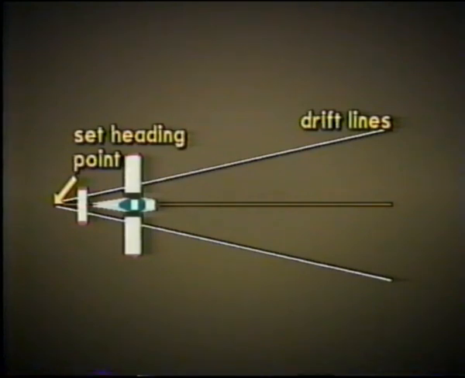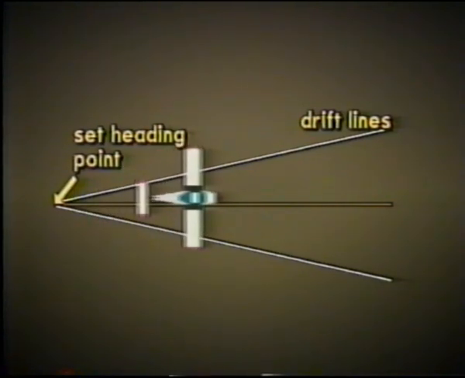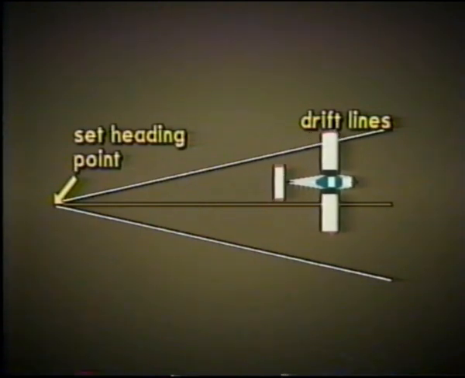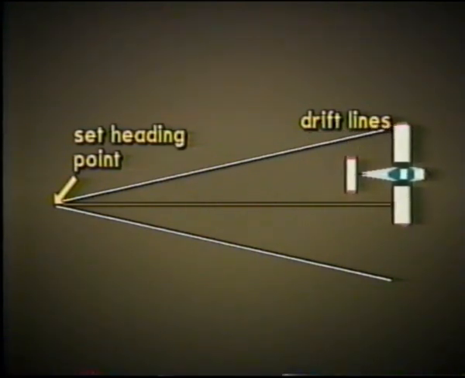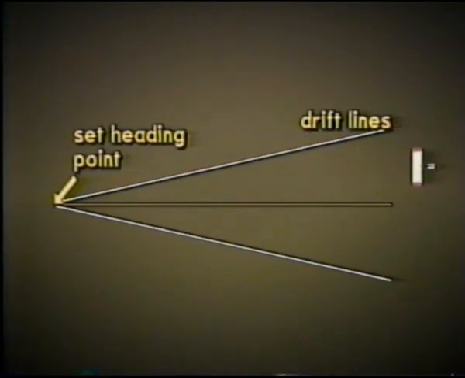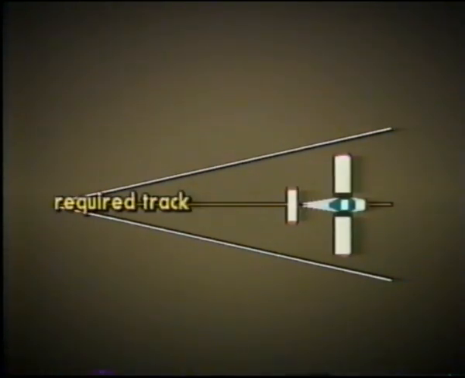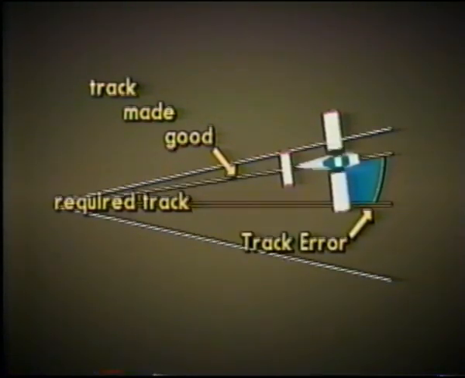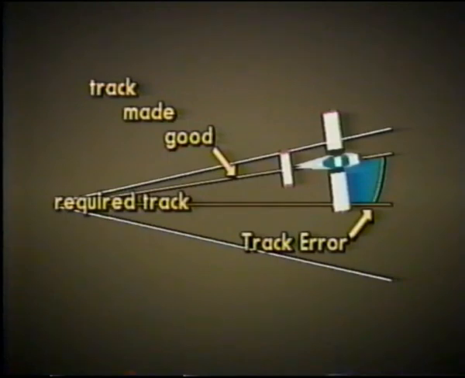Once you are in flight, you will find that inaccuracies in forecast winds and flying the aircraft will throw you off track. Before you are shown how to make corrections, let's become familiar with the following terms. Required track is the proposed path of the aircraft over the ground. The track made good is the actual path you will fly. Track error is the angle between the track made good and the required track.